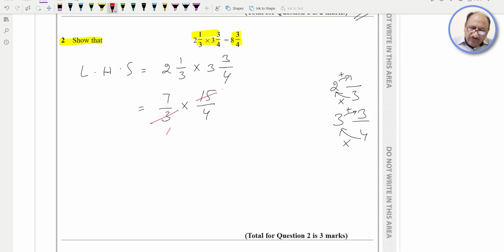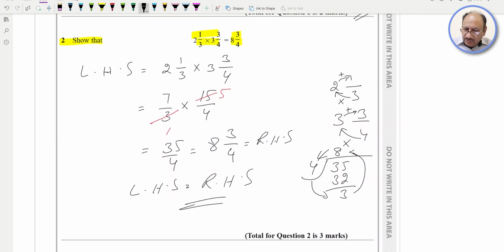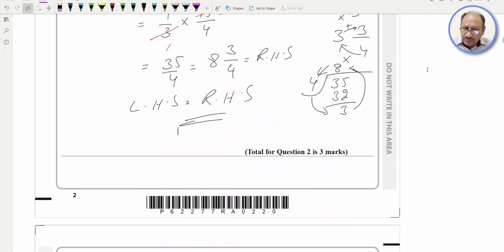Now we can cancel. 3 ones are 3, 3 fives are 15. There is no further cancellation possible, so 7 fives are 35, so 35 over 4. Now we can divide 35 by 4, and 4 eights are 32, and 3 will be the remainder, so this will be 8 whole 3 by 4, which is the same as the right hand side. So left hand side is equal to right hand side, hence it is proved. This was a 3 mark question.